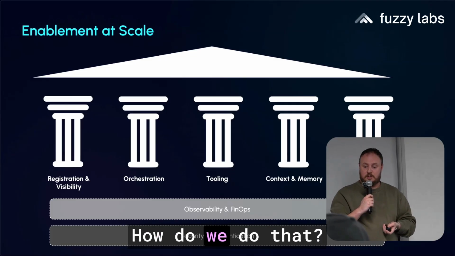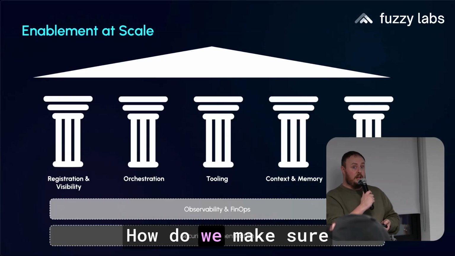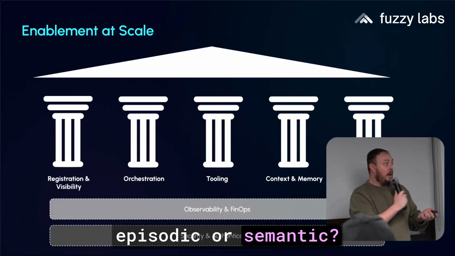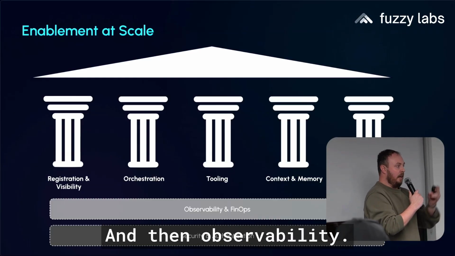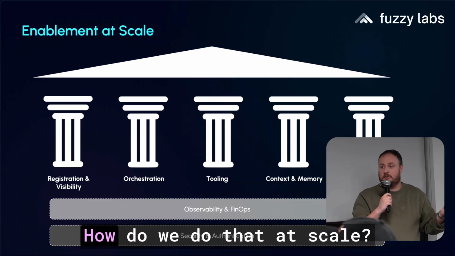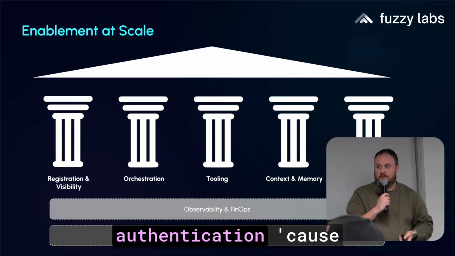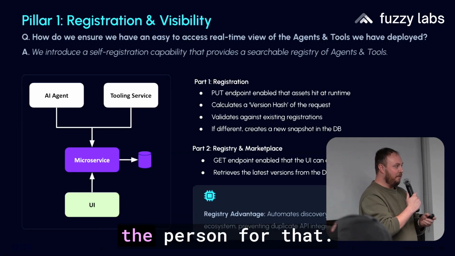Context and memory, how do we do that? How do we ground the agents? How do we do that in a consistent manner? How do we make sure that they have shared memory, whether it's episodic or semantic? And how do we evaluate, which I'm not going to touch on a massive amount. And then observability, FinOps, how do we do that at scale? I am not at all going to talk about security and authentication, because that in itself would take hours, and I am not the person for that.